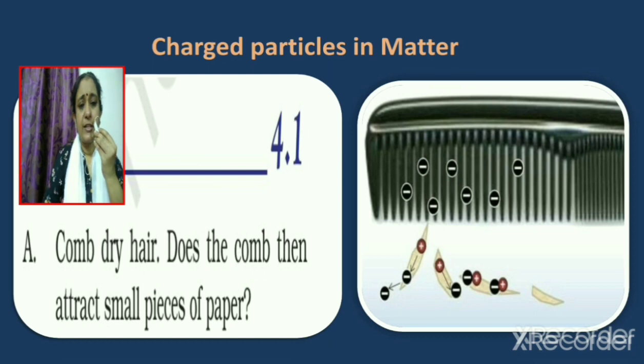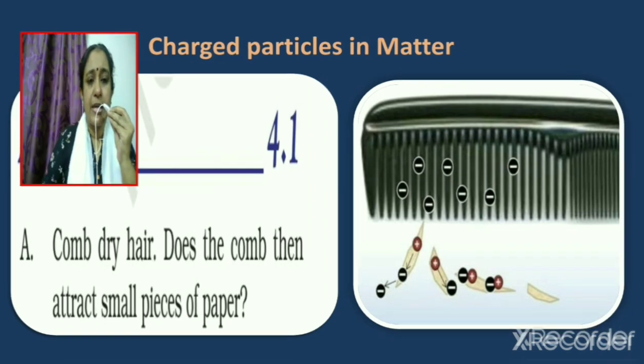The activity given is comb dry hair. Does the comb then attract small pieces of paper? Before rubbing against dry hair, the comb has no charge or it is neutral. But when it is rubbed against dry hair, there will be transfer or movement of some of the subatomic particles called electrons from the hair to the comb, as a result of which the comb will now get a negative charge. This comb, when it is brought near bits of paper, will attract small pieces of paper.